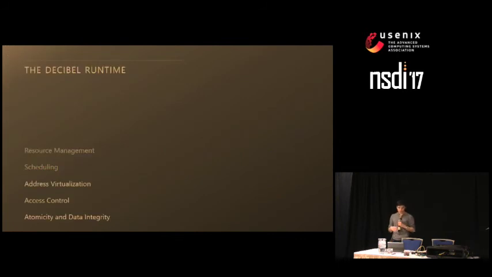So the Decibel runtime, in addition to resource management and scheduling, also handles address virtualization, access control, and it uses some atomicity and data integrity on the devices. Those details are in the paper again.